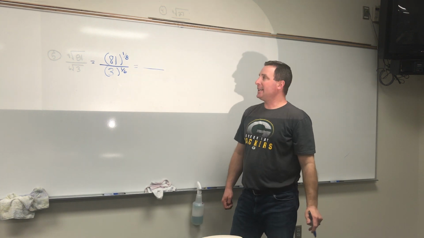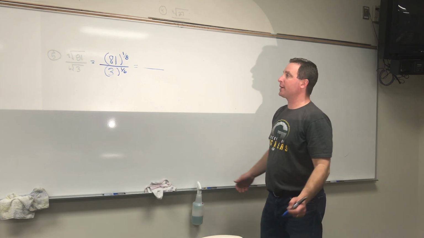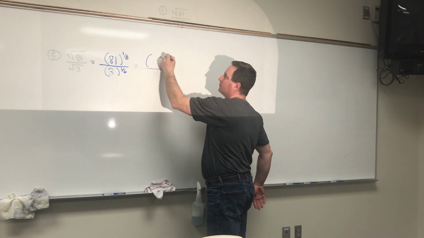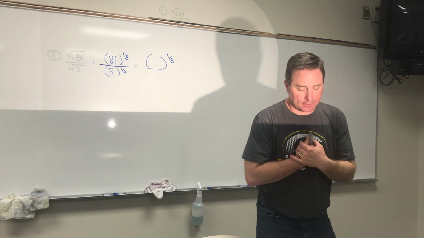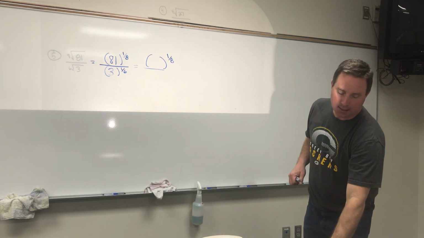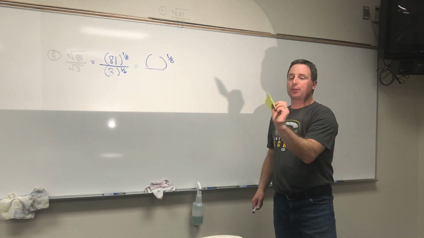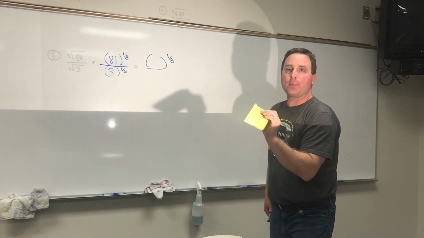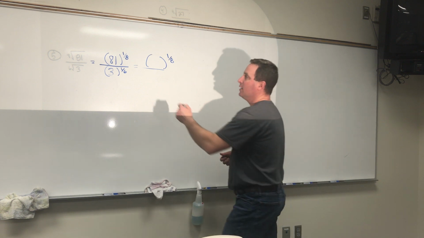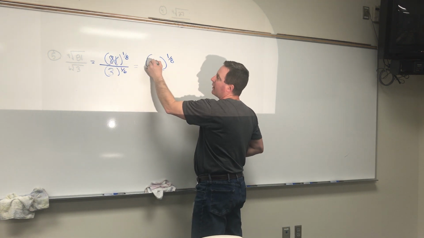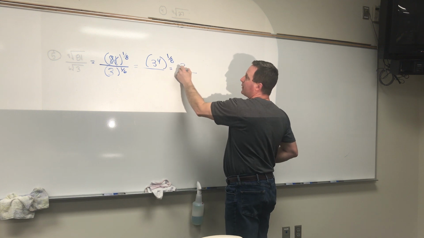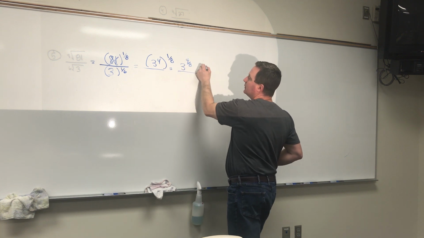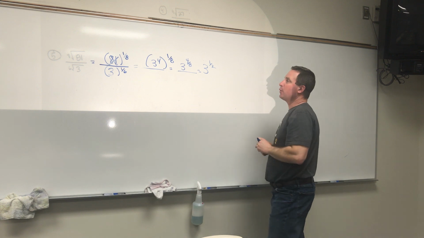81 isn't a perfect 8th, but is there another way we could rewrite 81? And we did it earlier. We want the smallest number that can be written as a power to give us 81. And if you look across here, I think you'll see 3 to the 4th power is 81. So I'm going to rewrite 81 as 3 to the 4th. And if I keep going with just my numerator, that's 3 to the 4/8, which is 3 to the 1/2 power.